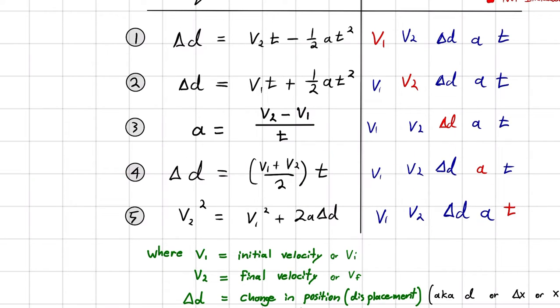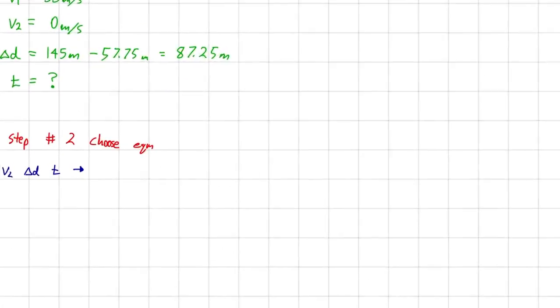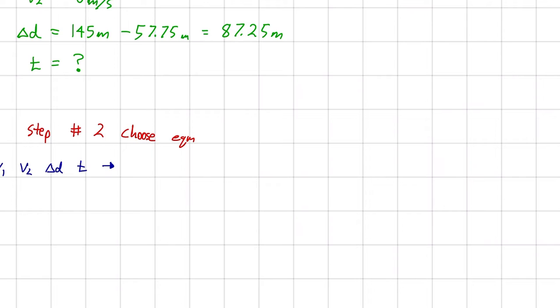And again, your teacher or your textbook might have these equations labeled with different numbers. So it's important to actually look at this equation here and not just the number. So take a look at this equation. We're going to use this equation because it uses all the variables that we need. So we're going to be using equation 4.